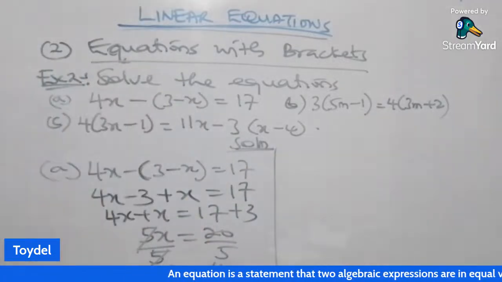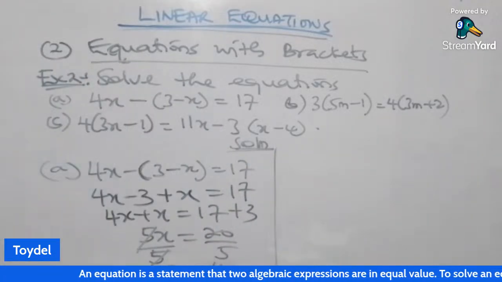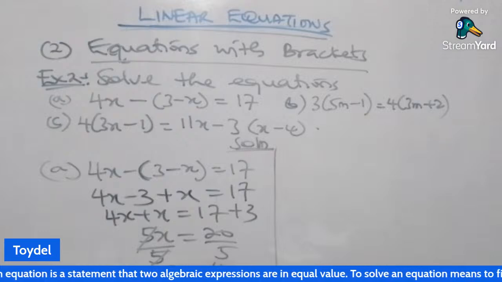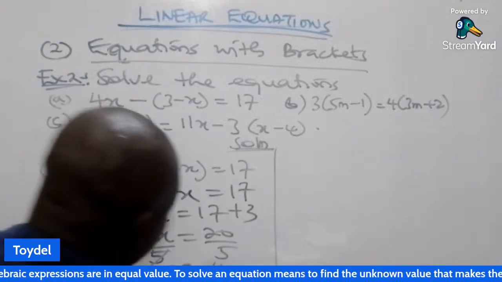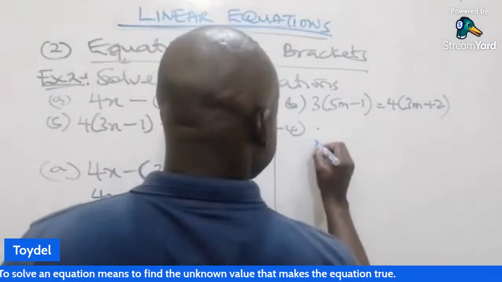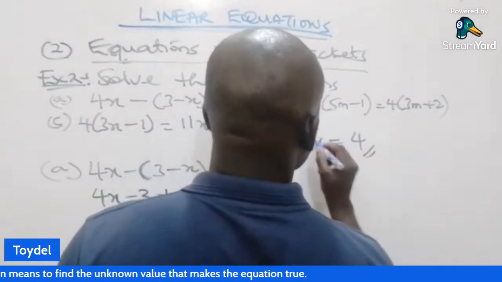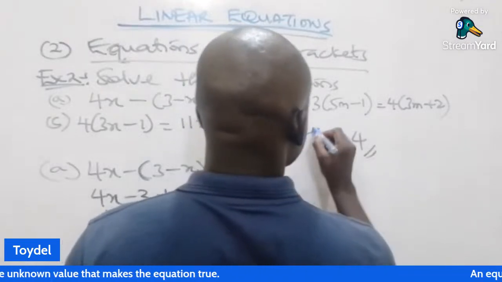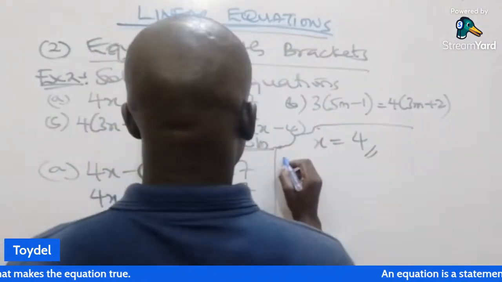Under any equation, we want to look for the value of the unknown. But here, in this case, it is a linear equation. So we try to look for the value of x. So in this case now, we find x to be equal to 4. So that is what we are going to get. x is equal to 4. So we go to the second one.